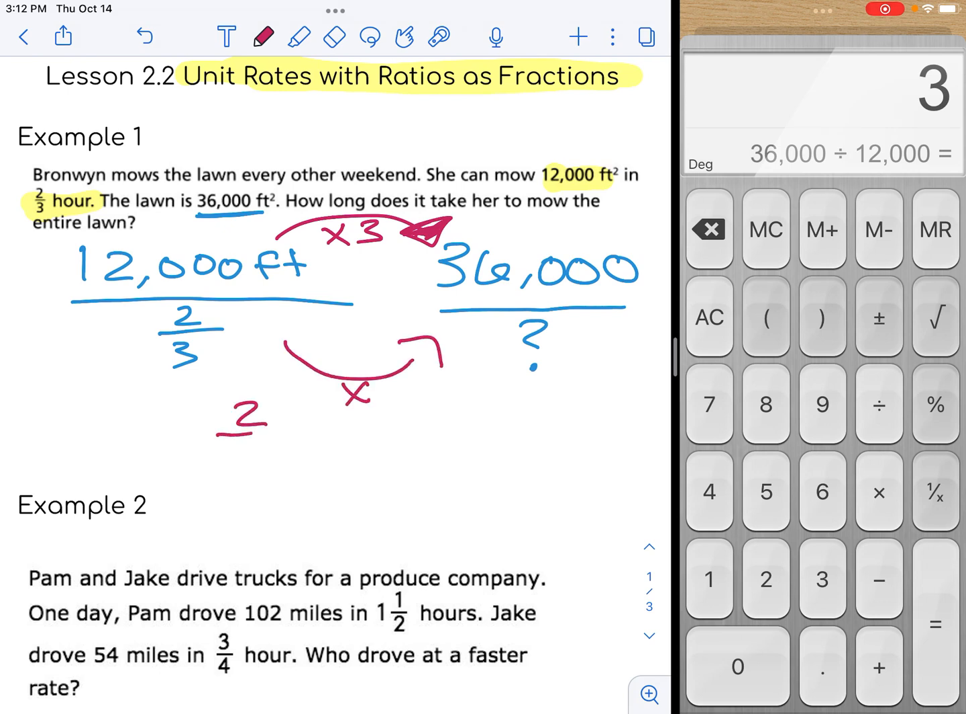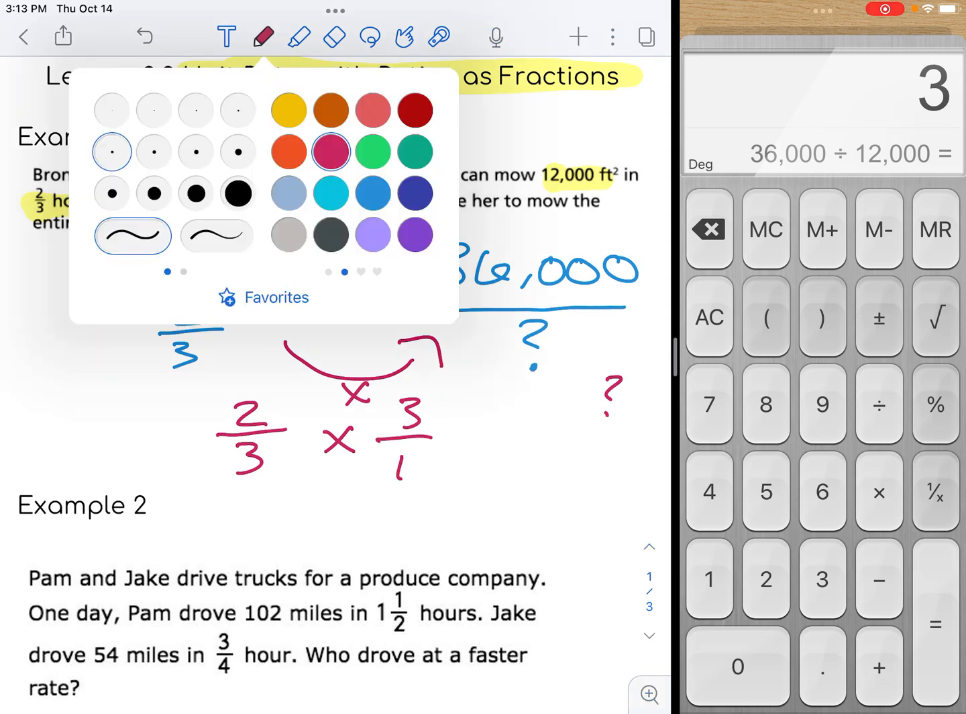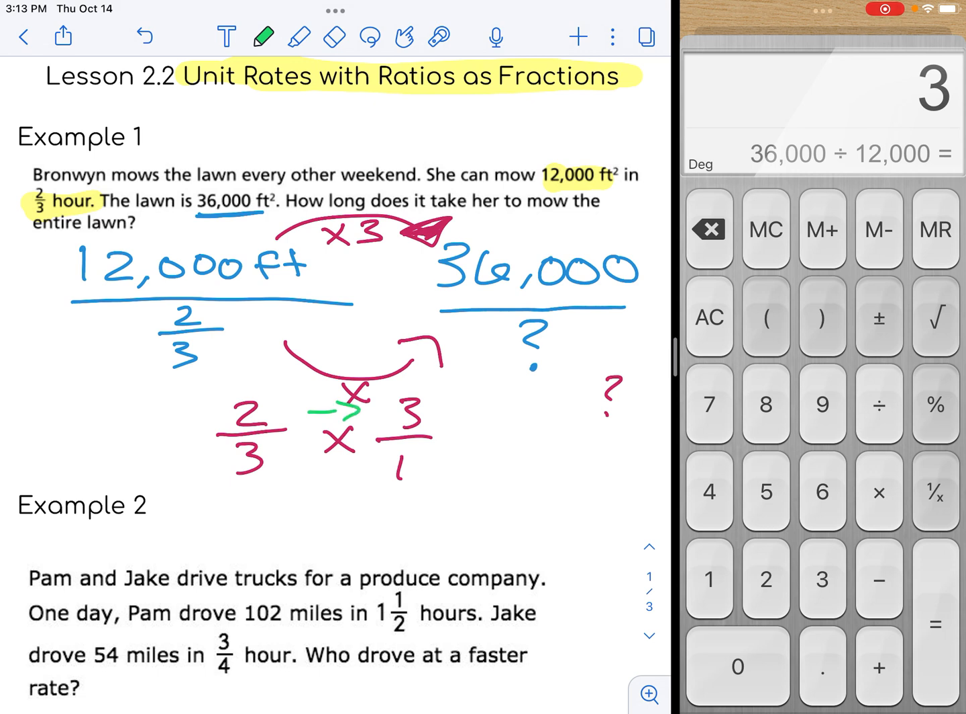So since I multiplied the top by 3, I'm going to multiply the bottom by 3. So I'm going to do 2/3 times 3. What is 3 as a fraction? 3 as a fraction is 3/1. I always do top times top, bottom times bottom. 2 times 3 is 6. 3 times 1 is 3. This is not simplified. What is 6 divided by 3? 6 divided by 3 is 2. So my answer would be 2 here. It is going to take me 2 hours to mow a lawn that is 36,000 feet.